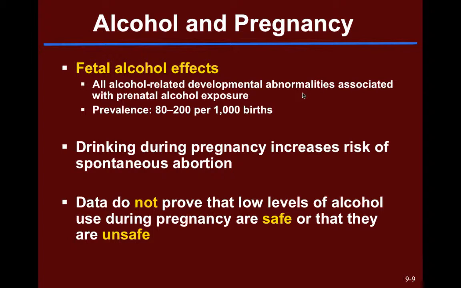Because of the lack of evidence on either side, most medical professionals in the United States come down on the side of not drinking during pregnancy, especially after a woman knows that she is pregnant. Most medical professionals in the U.S. will advise that the woman abstains from alcohol during the duration of the pregnancy.